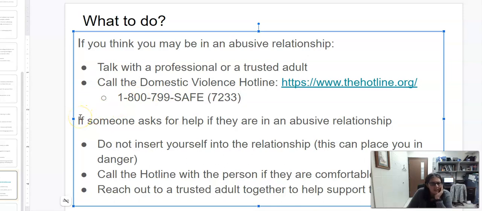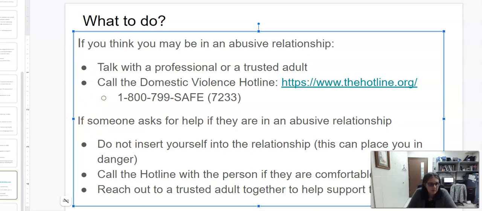What to do if someone asks for help if they're in one, or they tell you that they think they might be, or maybe you see red flags and think, I think you are. Do not insert yourself into a relationship. This can put you in danger. Some people think that they're going to just save them, and then everybody ends up getting hurt. Call the hotline with the person if they're comfortable, or reach out to an adult to get them help.